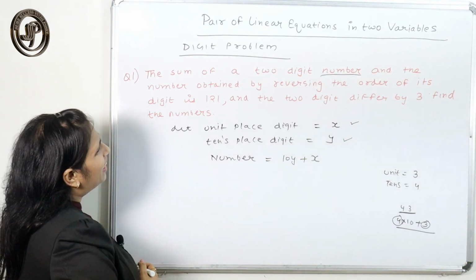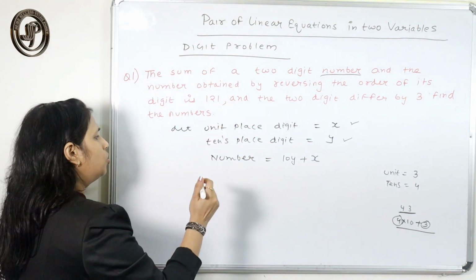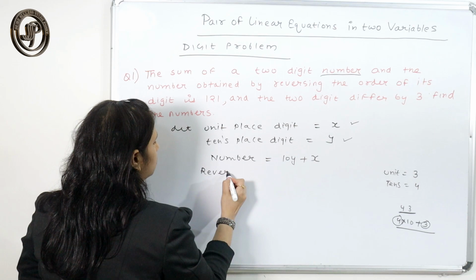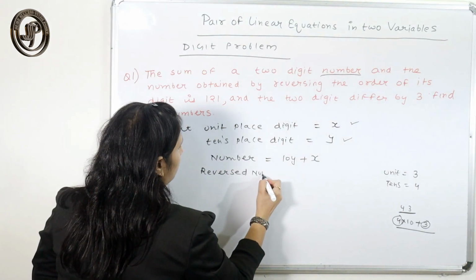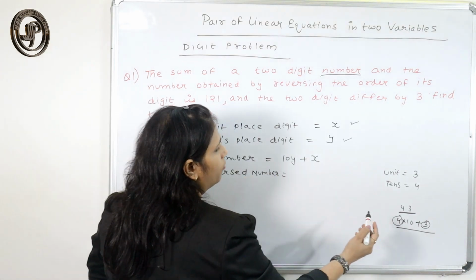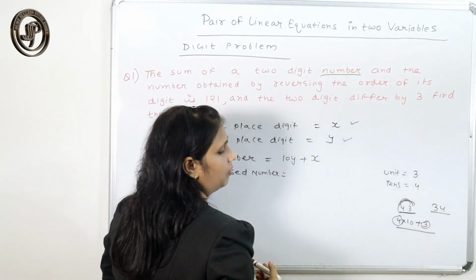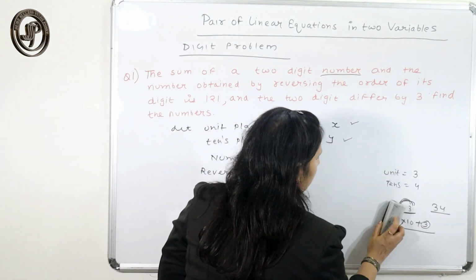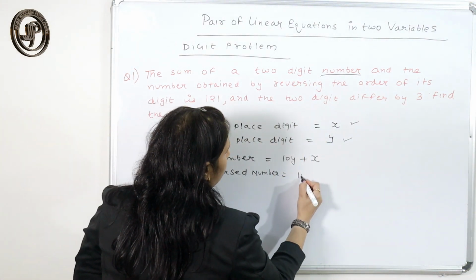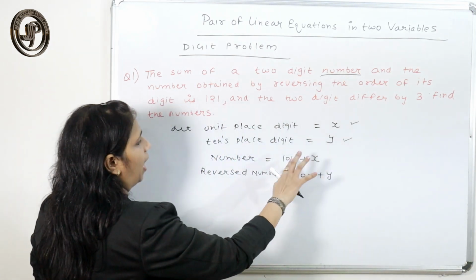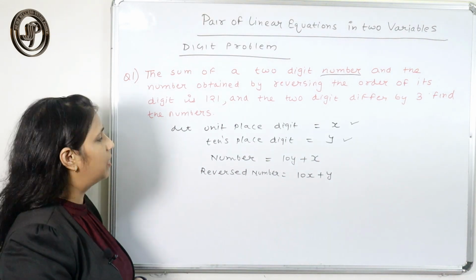Now whether they are telling it in the question or not, you just find the reversed number, because sometimes the reversed or interchanged number is needed. Reversed number means if you reverse the digits, the reverse number for 43 will be 34. Same way here, the reversed number will be 10x plus y. I have just reversed the digits. Unit place becomes tens place and tens place becomes unit place.